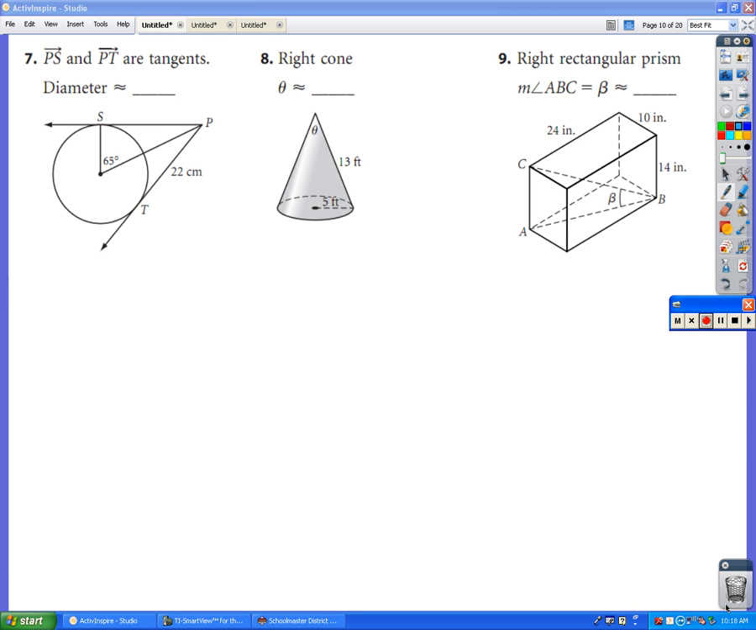All right, so let's keep going here. So we're on worksheet, I think it's 12.2 on the back side. So this one now we're trying to figure out what? The diameter. Okay, so this piece right here is the radius. So if we can figure out what that is and then double it, then that will give us the diameter.